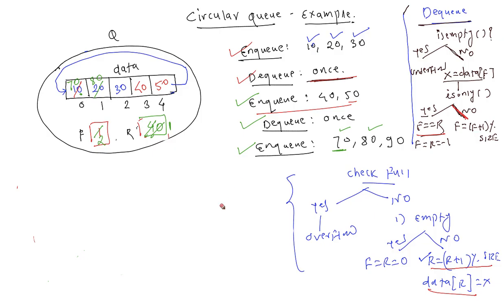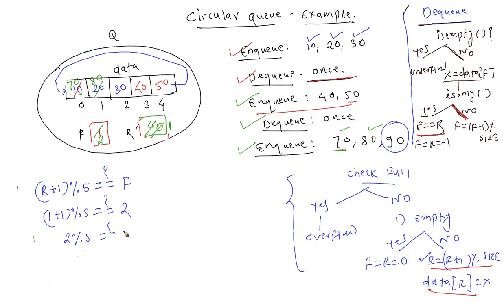So let us insert 90 now. This element we want to insert. Same process, check if the queue is full. Now you see, what is f? f is 2, and what is r? r is 1. Now I'll check by using the formula r plus 1 mod 5, is it equal to f? r is 1, 1 plus 1 mod 5, is it equal to f which is 2? 1 plus 1 is 2, mod 5, is it equal to 2?